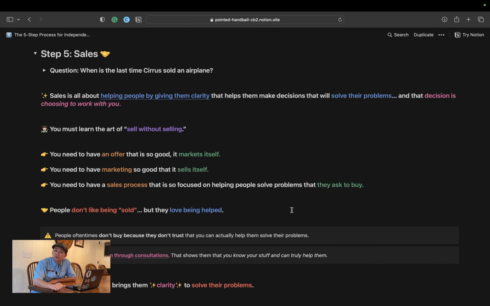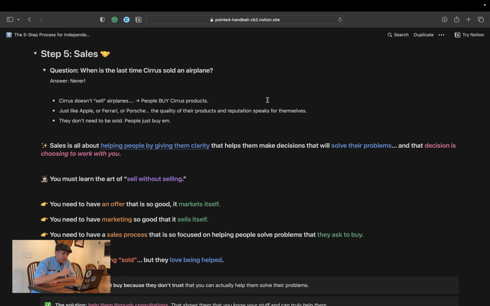Step 5, sales. When's the last time Cirrus sold an airplane? In my opinion, Cirrus has never sold an airplane. Cirrus doesn't sell airplanes. People buy Cirrus products, just like Lamborghini, Porsche, Ferrari. These companies don't have to sell cars. People search them out to buy their car because they have a reputation of being reliable, good, and prestigious. If you establish your brand in a way that builds so much trust that people come to you asking to buy, that is the mindset you want to have when you go into sales.